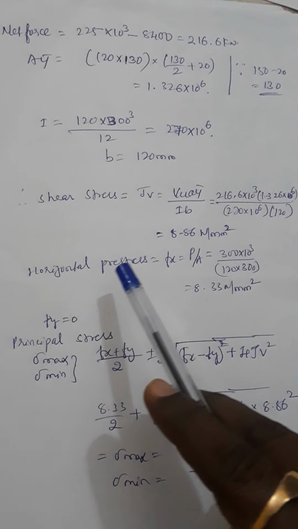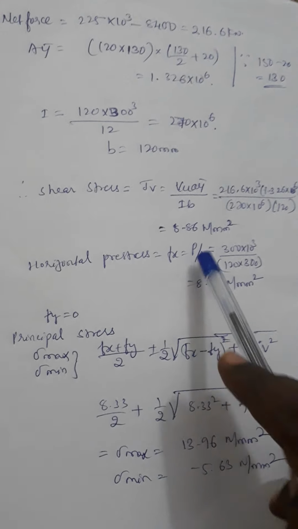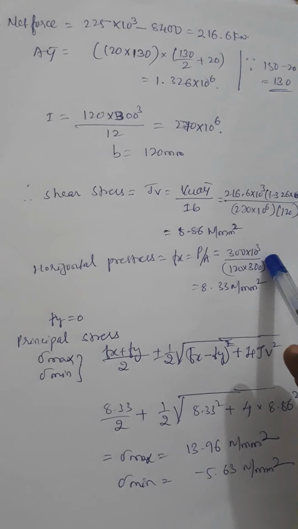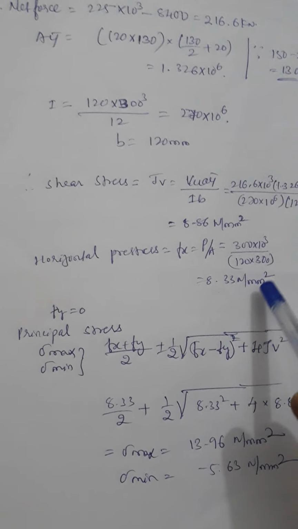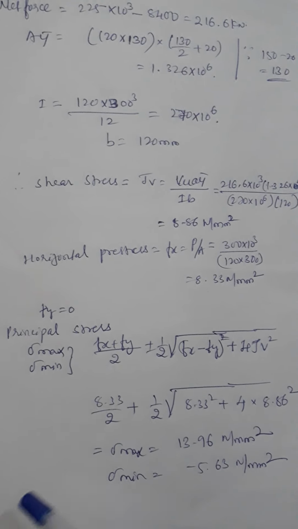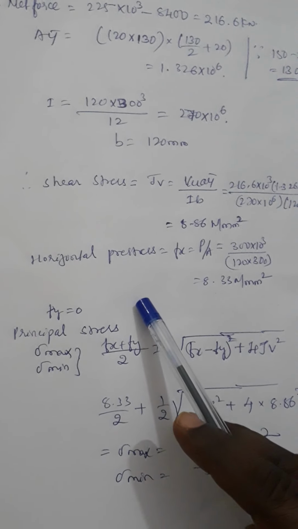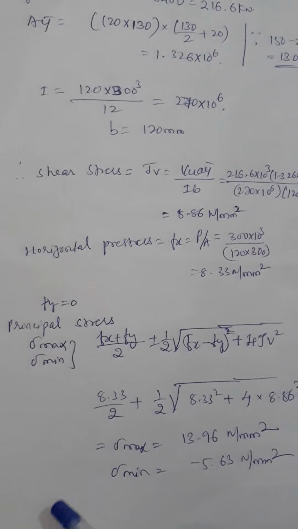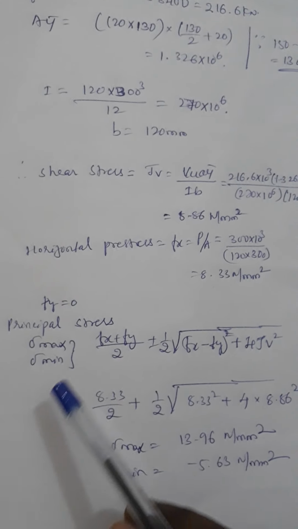Then the horizontal pre-stress is fx equal to P by A, 300 into 10 raised to 3 divided by the area, 120 into 300, therefore 8.33 Newton per mm square. Fy is 0 because we have not applied vertical pre-stressing, so only fx will be coming.